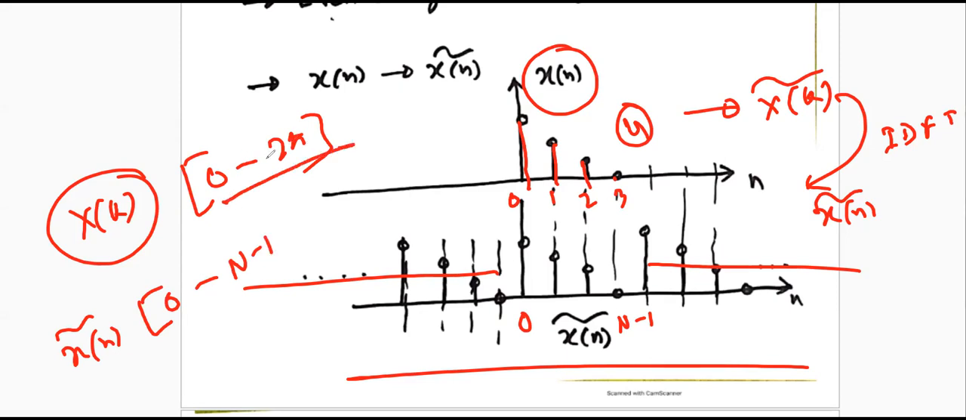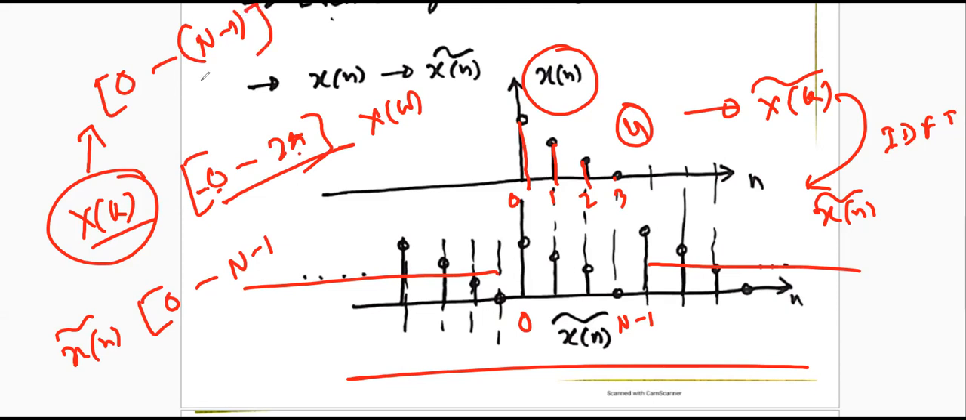I'd like to mention this again. This is not true. From 0 to twice pi is the range of x omega. Whenever we are talking about xk, the range is from 0 to n minus 1. That is the range of xk, because the n minus 1 point actually represents twice pi, and 0 represents this 0.